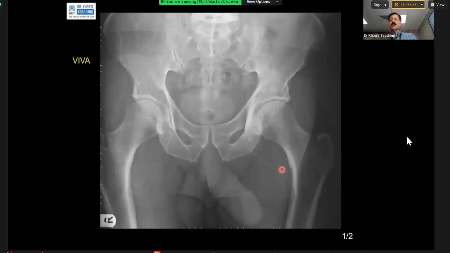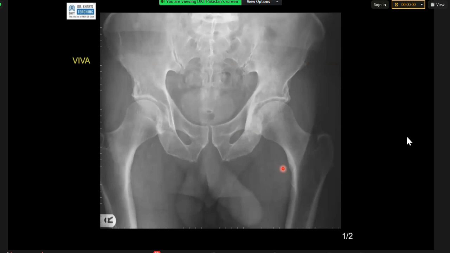Normal, abnormal. What do you think? I think this is abnormal. The abnormality, I can see that there is thickening of the iliopectineal line on the left side in comparison with the right side. And also I can see that there is subtle sclerosis involving the left hemipelvis bone. Appearances are classic for Paget disease.